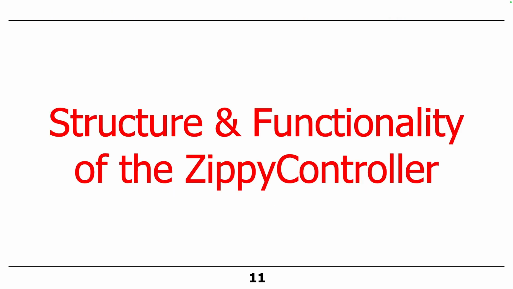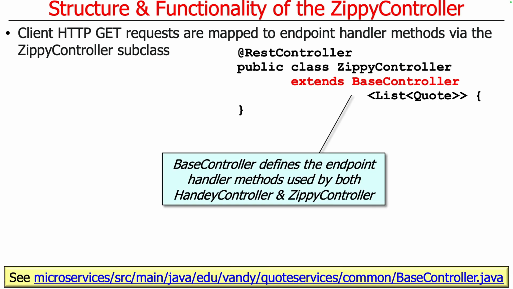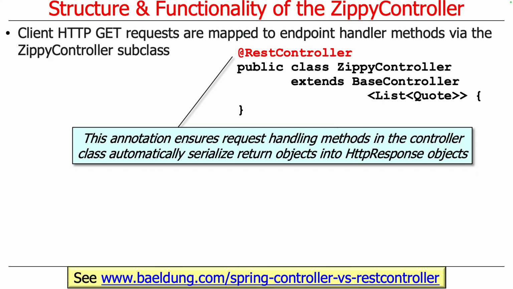So let's talk about the Zippy controller. Once again, super simple. We have the Zippy controller, which extends the base controller and is going to be parameterized by the list of quotes. In this particular case, we're going to use streams to implement the Zippy service, as we will see later. And so there's really not much dispute about the fact that we're doing a list of quotes, because that's what's going to come back from a stream. And of course, as always, we're going to use the REST controller to make things return the objects properly without having to do anything else.